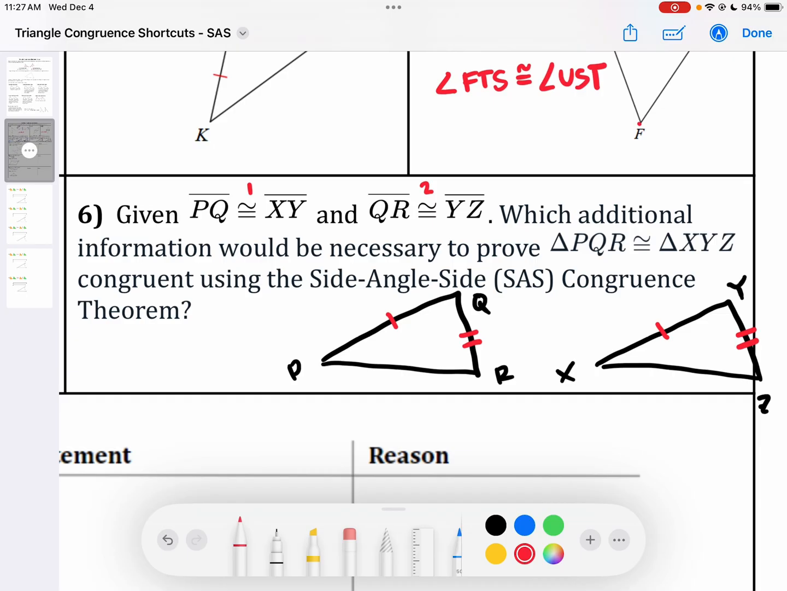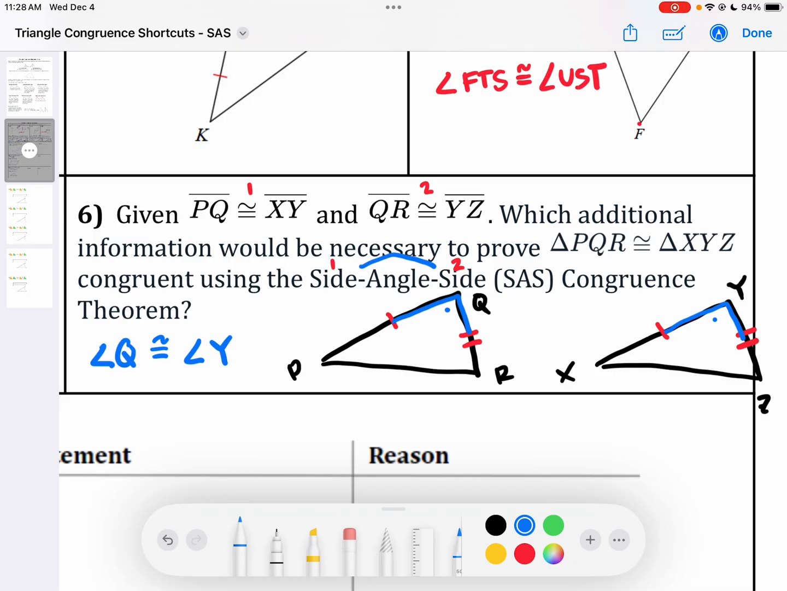And again, we're doing side, angle, side. I have 2 sets of sides. We have 1 tick mark and we have 2 tick marks. So what I'm looking for is the angle in between 1 and 2. So I'm going to go from 1 tick mark straight to 2 tick marks, and I trace over angle Q is congruent to, and then for this one over here, we're going from 1 tick mark straight to 2 tick marks, and I cross over angle Y. So we want angle Q is congruent to angle Y.